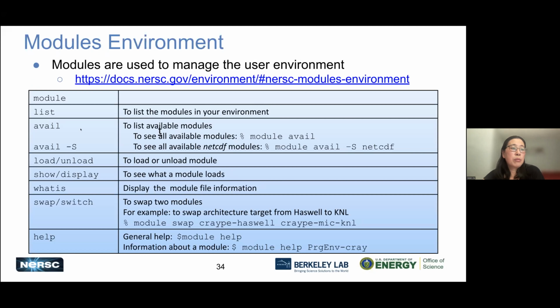You can find which modules are available with module avail, for example module avail cdf, and you can load a module or unload a module. You could use module show or module display to see what this module is about. What does it set? Some paths, some libraries, binaries. You could module swap from the Haswell architecture to the KNL architecture. I'll tell you what these are needed for in our next exercise. And module help gives you some help about what a module is as well.